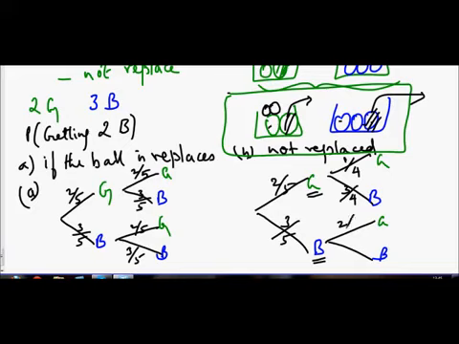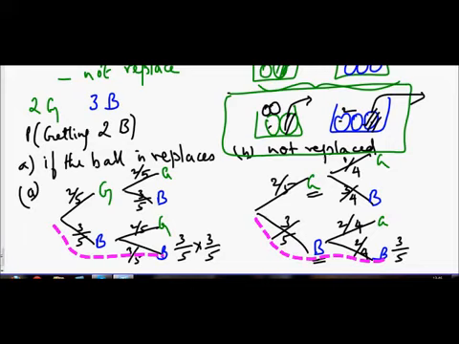Okay, so 2 green balls out of 4 total balls, and again you have 2 blue balls out of 4 total balls. So this is how the tree diagram would look. What is it when you are getting 2 blue balls? In the first case, your probability would be along this path, which would be 3 over 5 times 3 over 5. Just multiply the branches. In this other case, the probability would be along this branch, but it would change to 3 over 5 times 2 over 4.